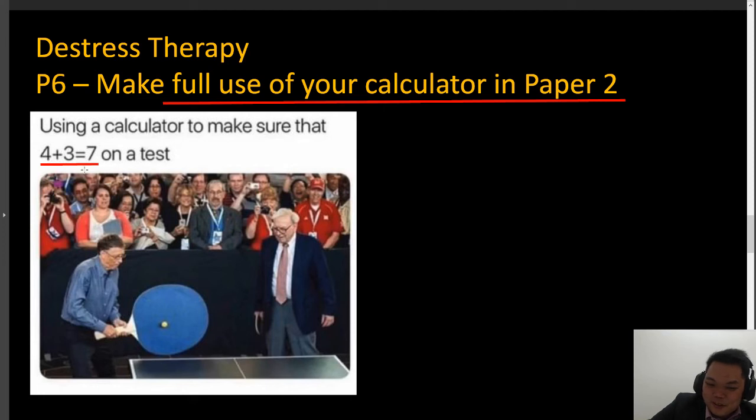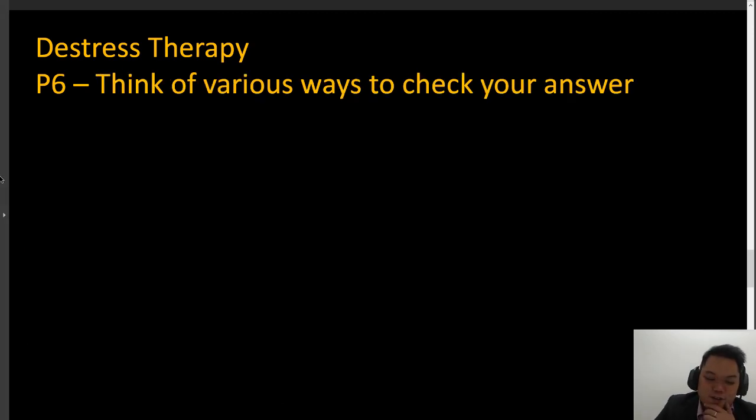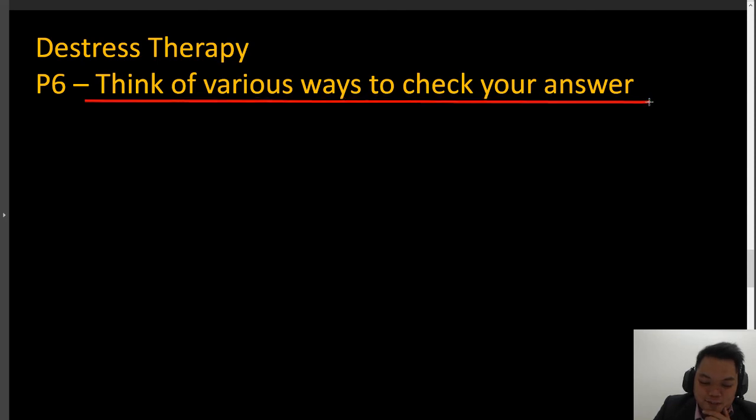Dear calculator, what is 1 plus 1? Okay, yeah, make sure you use the calculator to confirm it. Unless you got butter fingers, then make sure you don't press it wrongly either. Okay? So the third one is what? Think of various ways to check your answer. Okay, guess what's coming up?